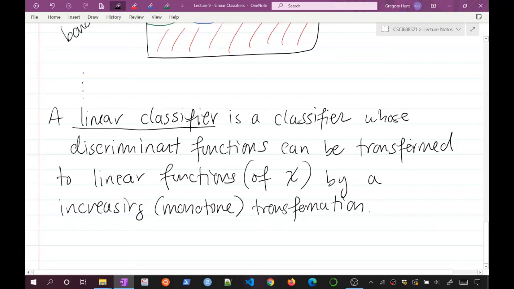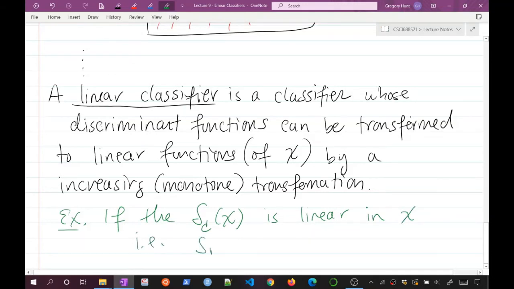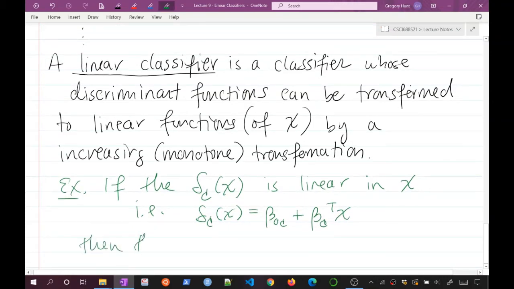That's a lot to unpack, right? The definition we would like is that a linear classifier has linear discriminant functions. If a classifier has linear discriminant functions, it is a linear classifier. Let's write that down. Example: if delta C of X is linear in X, i.e. delta C of X is some beta naught C plus beta C transpose X, that's a linear function, then the classifier is linear. So let's get that out of the way. If my discriminant functions are linear in X, and by linear I mean you can write as an inner product, then the classifier is linear.